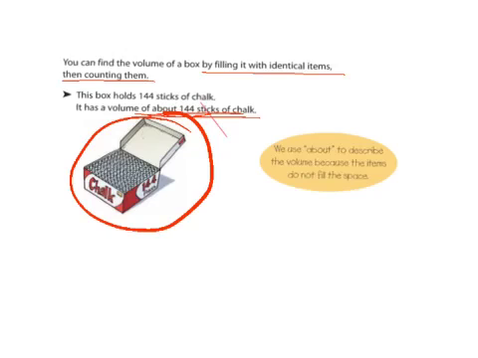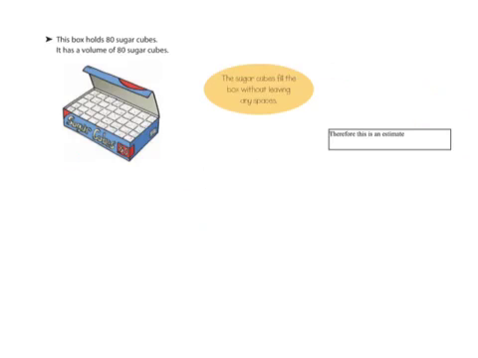We use about when we are estimating. An estimate is there because the items don't fill all of the space. You'll notice there's a little bit of space in between each chalk piece at the top there, so it doesn't quite fill all of it, so then we have to say it's about, which makes it then an estimate. This box, for example, holds 80 sugar cubes. The sugar cubes fill the box without leaving any spaces, therefore this is not an estimate.